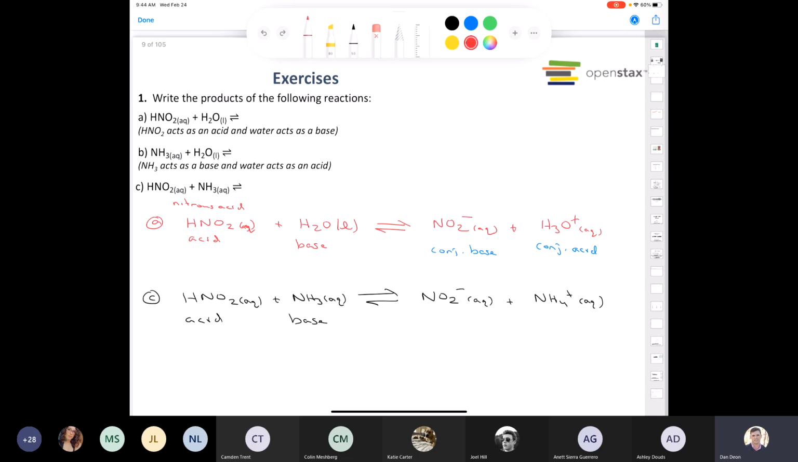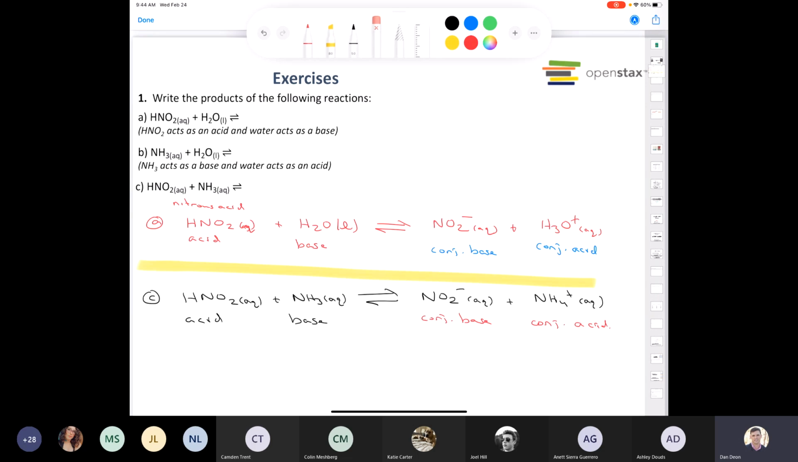If we look at the reaction, only in the reverse direction, the nitrite is accepting a proton. Therefore, nitrite is my conjugate base, and the ammonium is donating a proton. Therefore, it is my conjugate acid. All right, there we go. Give me a thumbs up if you follow me on that one.